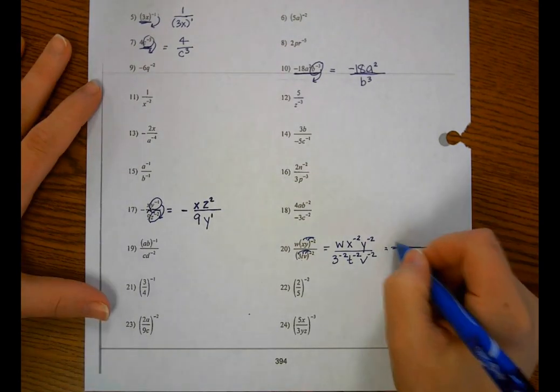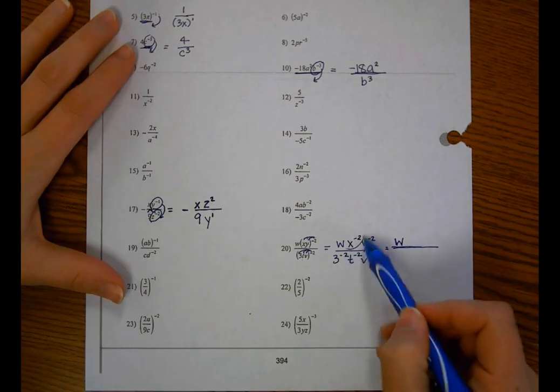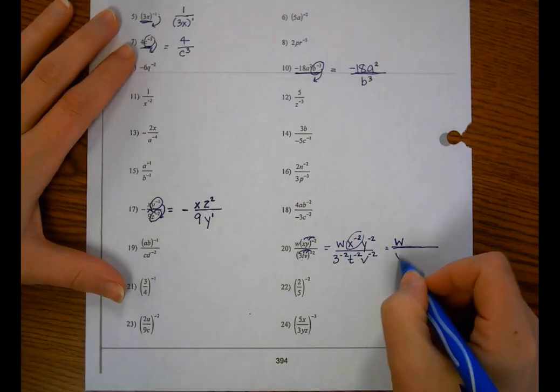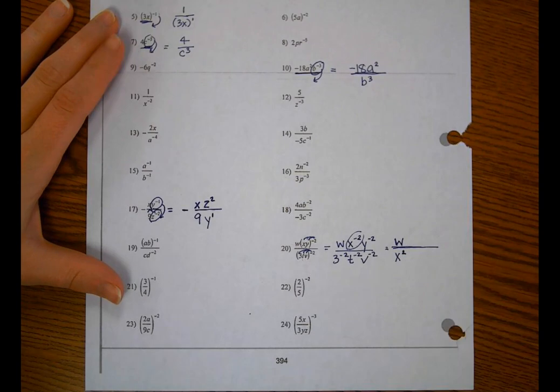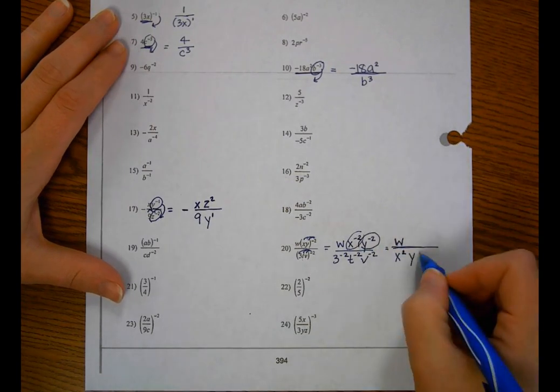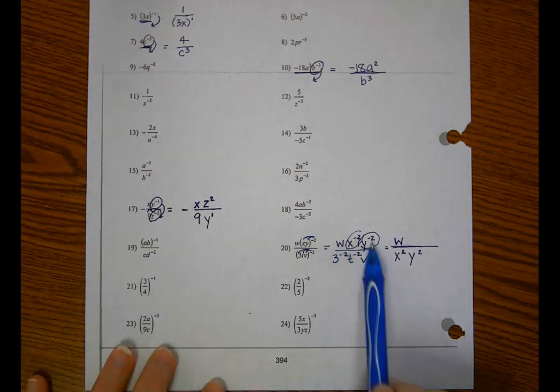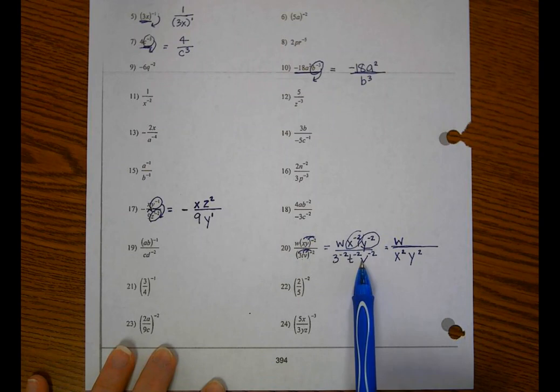In this case, that w is the only thing that has a positive exponent. So I don't need to move the w, I'm going to keep it there. Now my x is negative, so I need to move that down to become positive. My y is negative, so that needs to move down to become positive. So now I've taken care of everything. I've moved all the negatives at the top down. Now I'm going to move all the negatives at the bottom up.